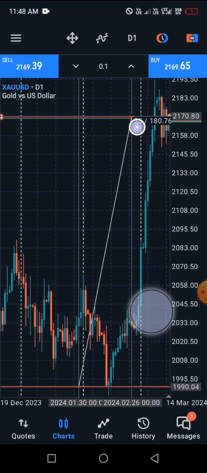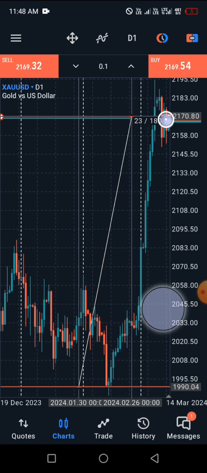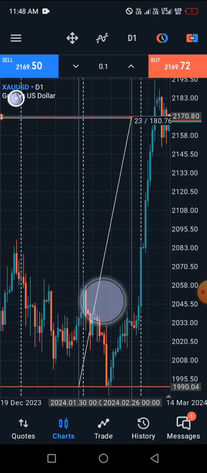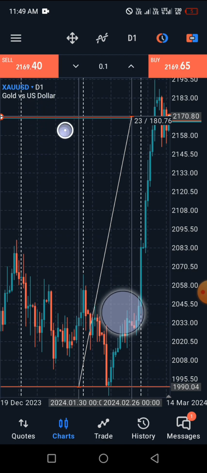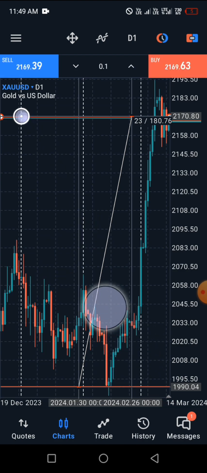Remember that the first number, this is 23. So this 23 represents the number of candles that have moved from our point of entry, or rather from our point of interest up onto this level. So this is the number of candlesticks that have moved. And remember that this is a 1 day time frame chart. So all these candles you are seeing here all represent 1 day time frame.